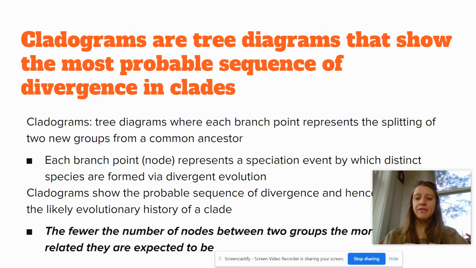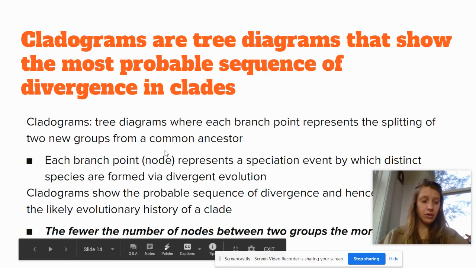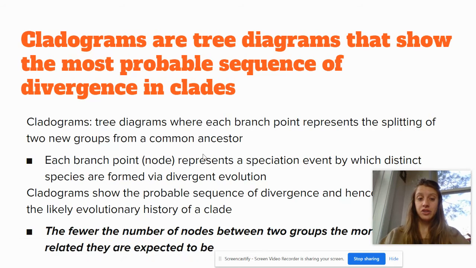And remember that the word divergence sounds a lot like divergent evolution, which is where organisms with a common ancestor develop new traits and become new species. So divergent evolution is how we get new species. Each of our branch points, each of those nodes, represents a speciation event by which distinct species are formed. So think back to task 2 and those ways that we get speciation, those different types of isolation.